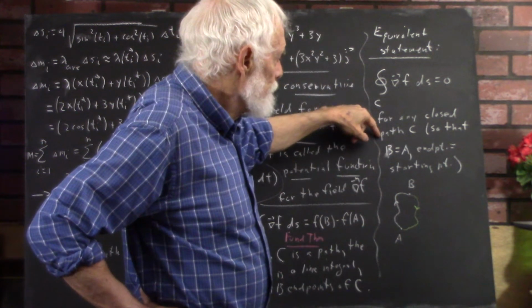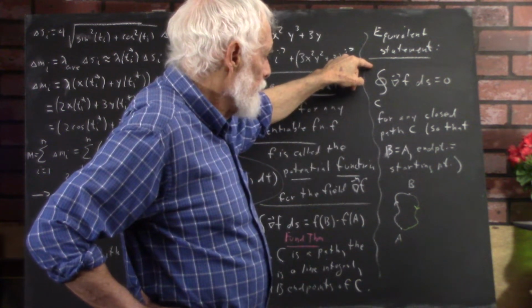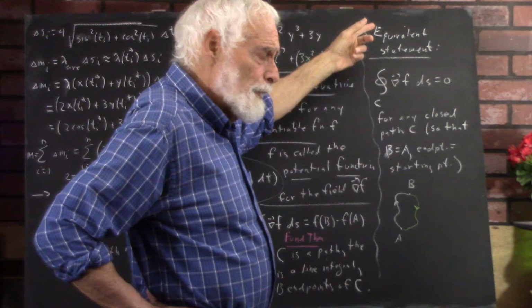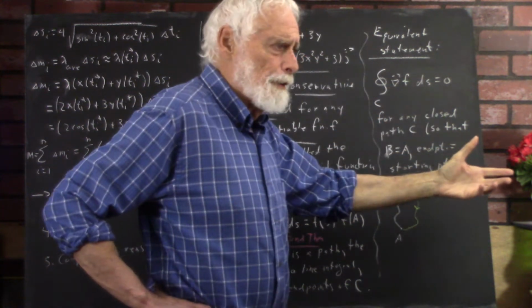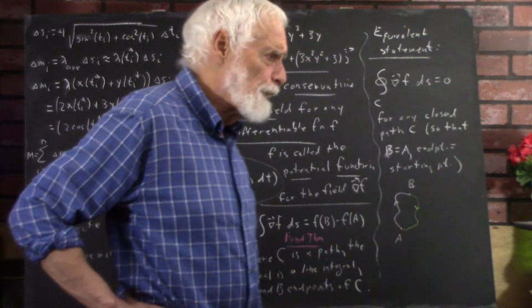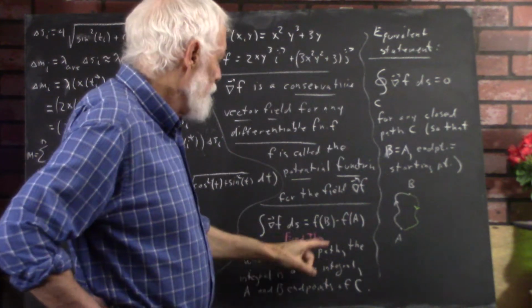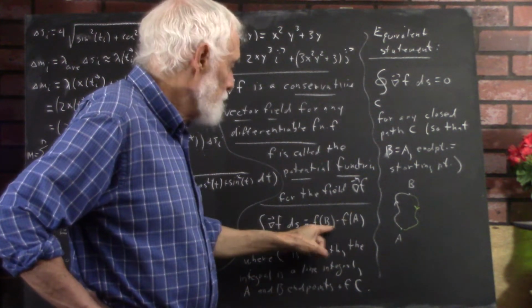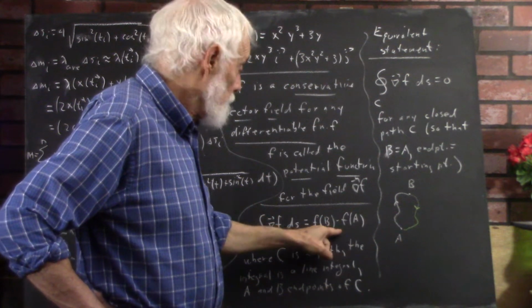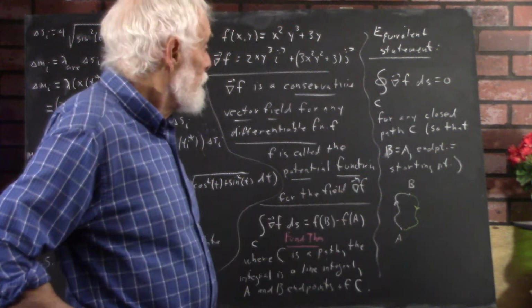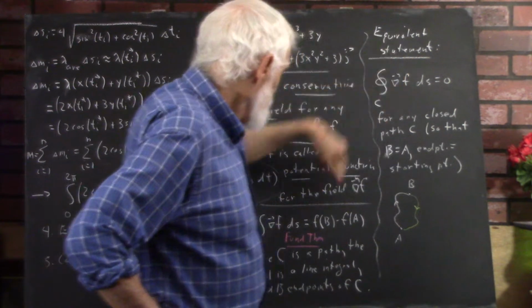For any closed path C, this integral has to be 0. Why is that? Because the endpoint is the same as the starting point in a closed path that ends where it started. That's what closed means. And if the endpoint's the same as the starting point, then this is the same as this, because B is the same as A, and you're subtracting these, so you're going to get 0. It's very clear that this follows from this.